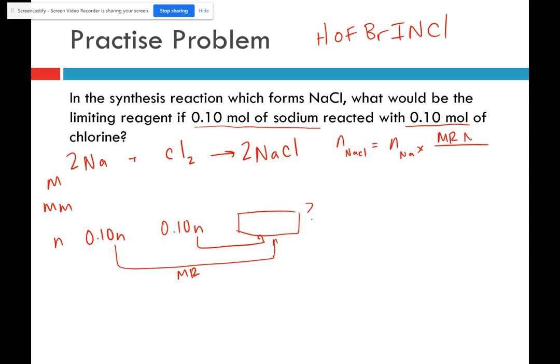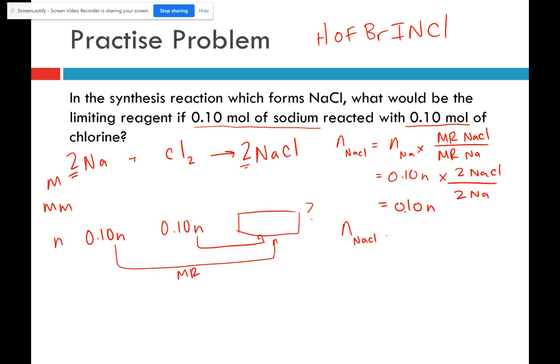Sodium chloride, sodium. So they're told in the question I have 0.1 moles. If I look at my mole ratios, I have 2 NaCl for every 2 sodium. That's going to give me the same. I can make a tenth of a mole, 0.1 moles, of sodium chloride if I use up all of my sodium.